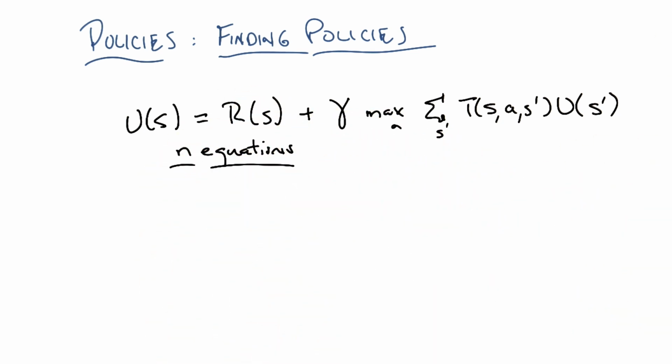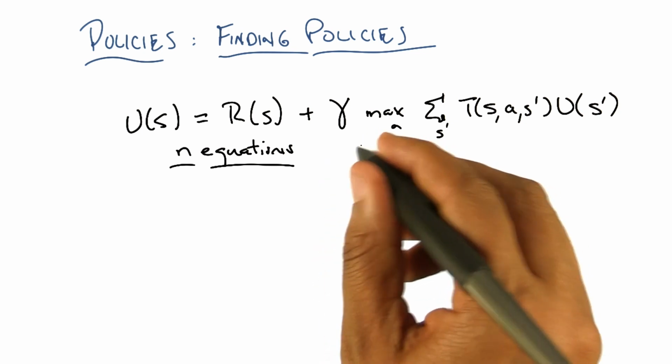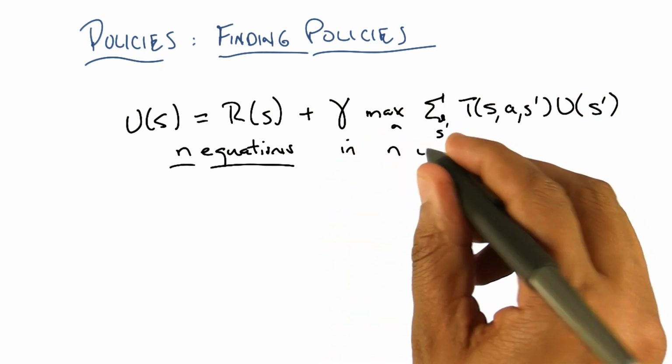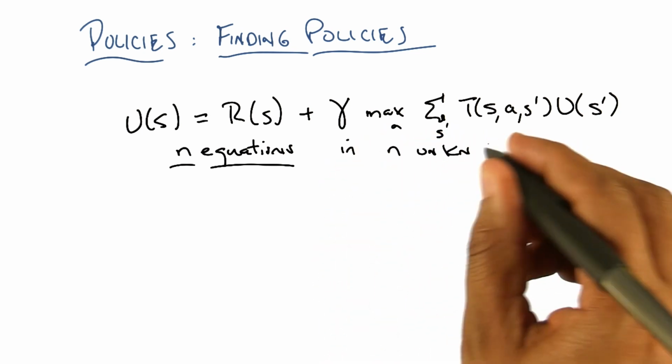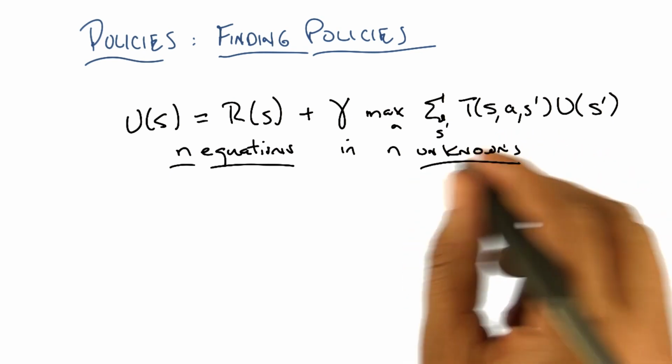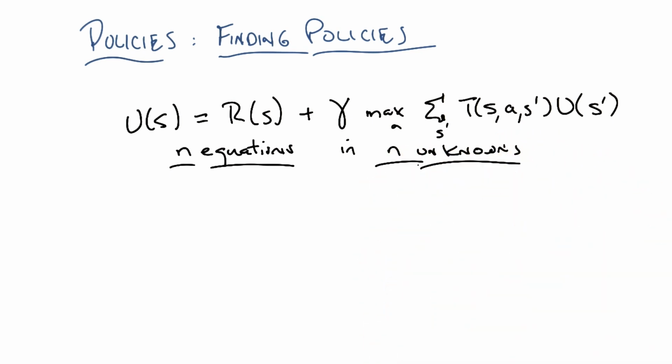The R's are known. The T's are known. The only thing that's missing is the U's, and there's N of those as well. Right, so there's N equations, N unknowns. So we're done. Yes, because we know how to solve N equations and N unknowns, right? If the equations were linear.